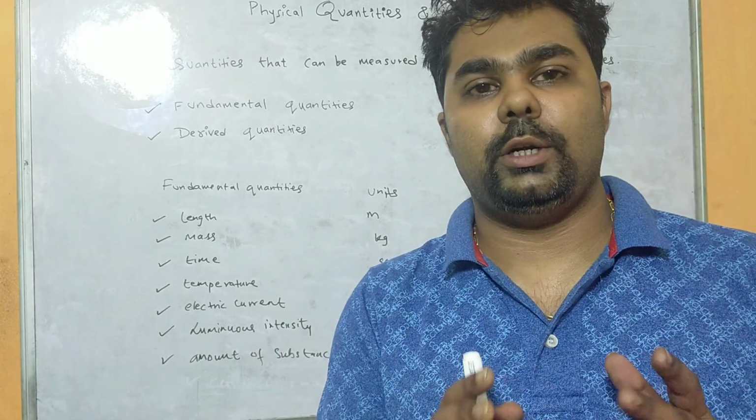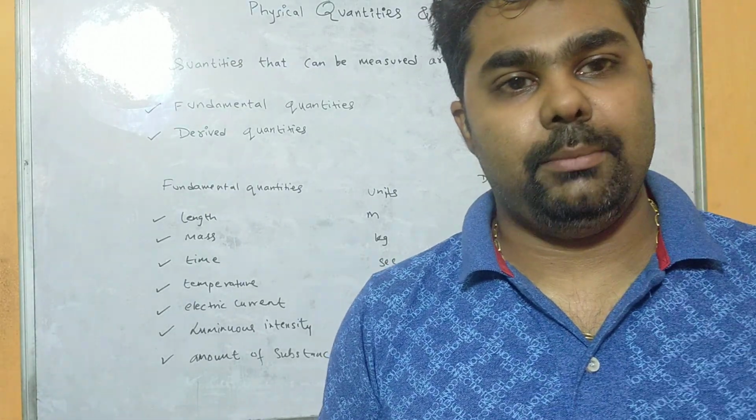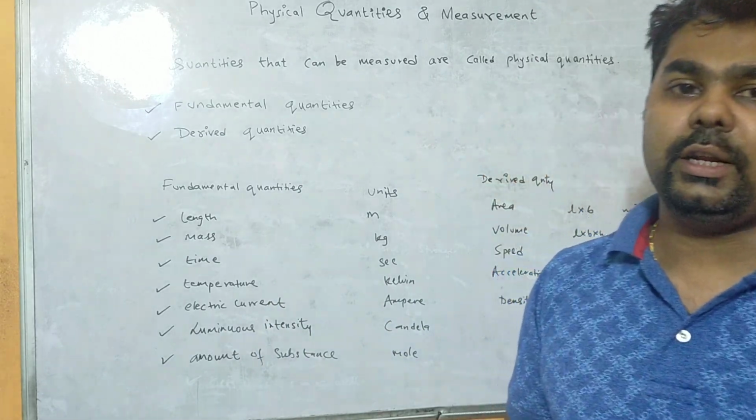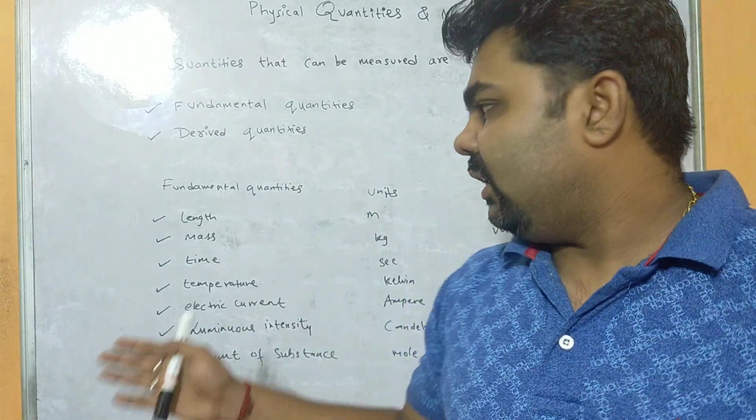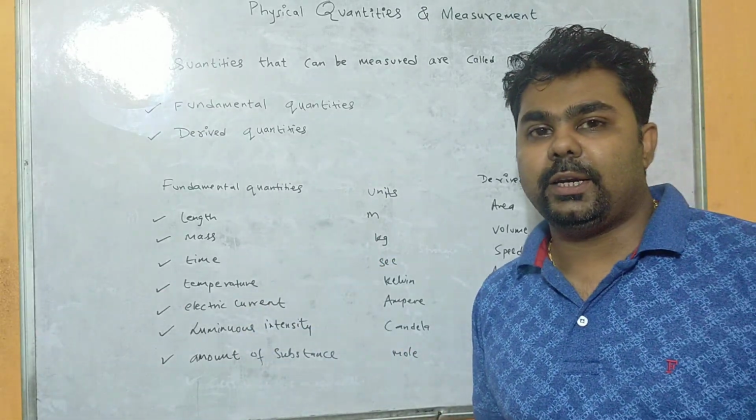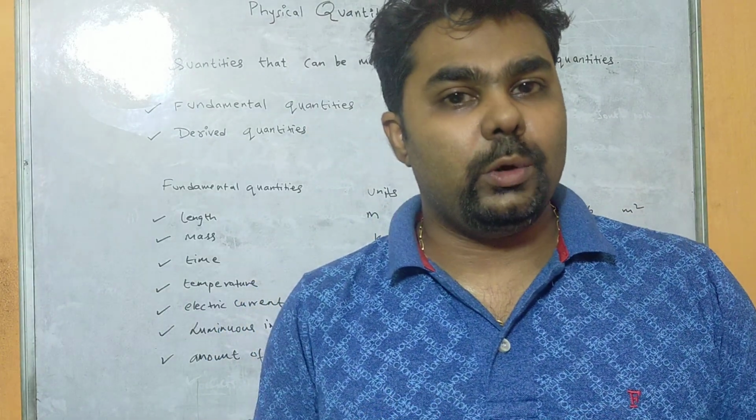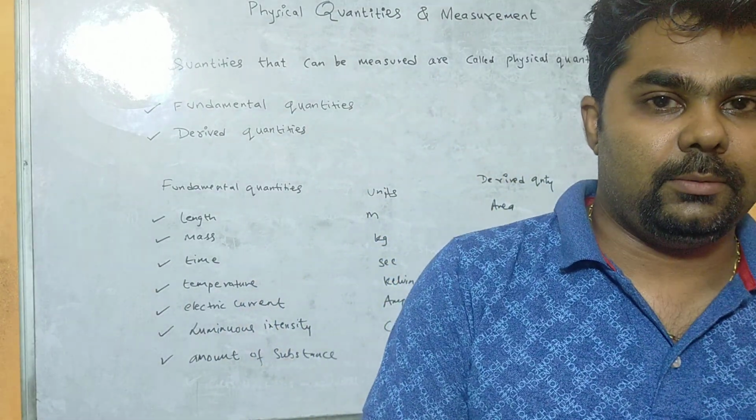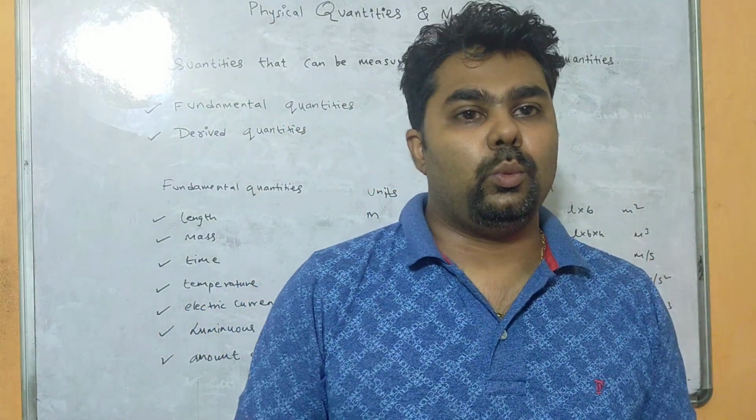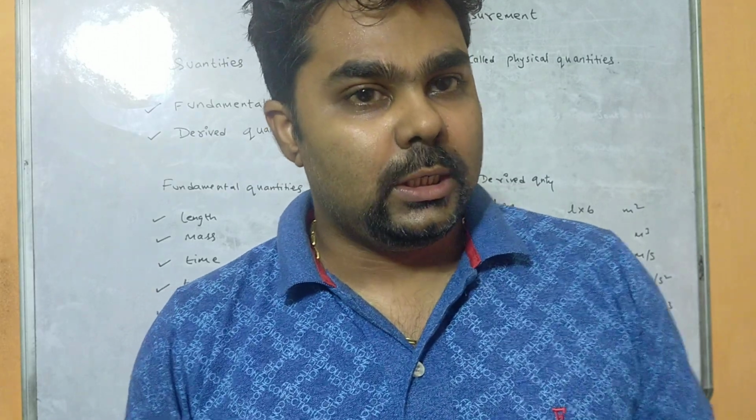That means length does not depend on any other quantity, mass also does not depend, time similarly, and likewise temperature, electric current, luminous intensity and amount of substance. So these all are fundamental quantities. So what are fundamental quantities? I repeat, fundamental quantities are those quantities which don't depend on other quantities, or you can say fundamental quantities are those quantities which are independent. Independent means it does not depend.